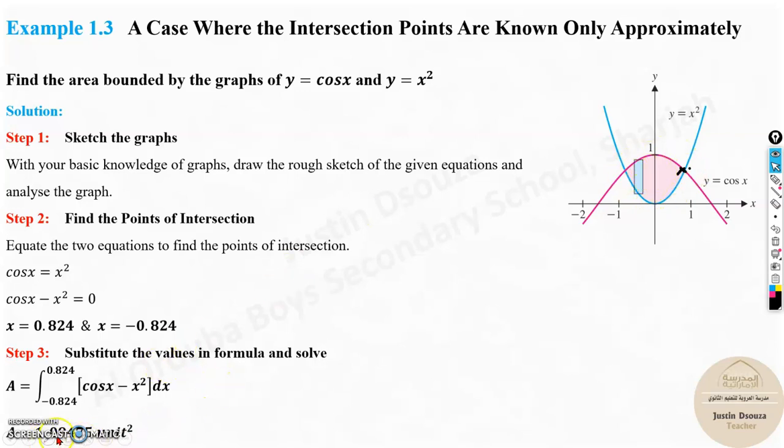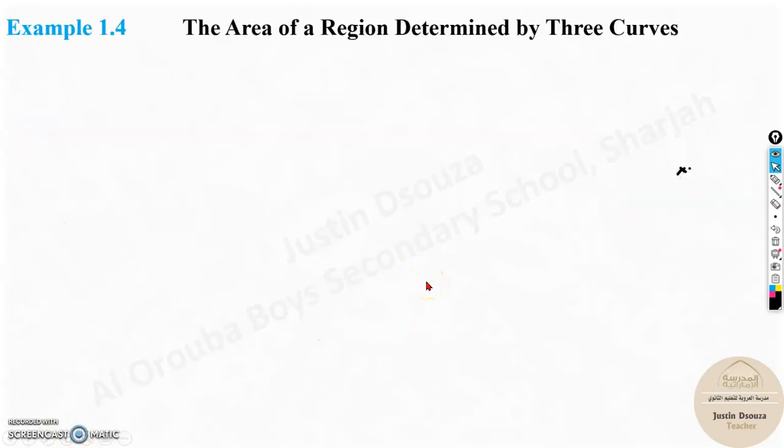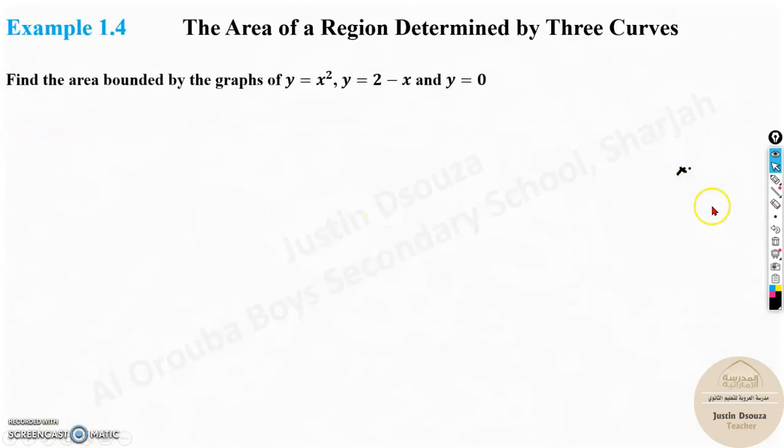So the answer is A is equal to 1.09475 units. You can approximate it and write 1.09, or depends on the options. Similarly, over here we have one more problem. Same like what we just now did, but the only thing over here is we have three functions. Now you can see, find the area bounded by graphs of y equals x squared, y equals 2 minus x, and y equals 0. So what happens?